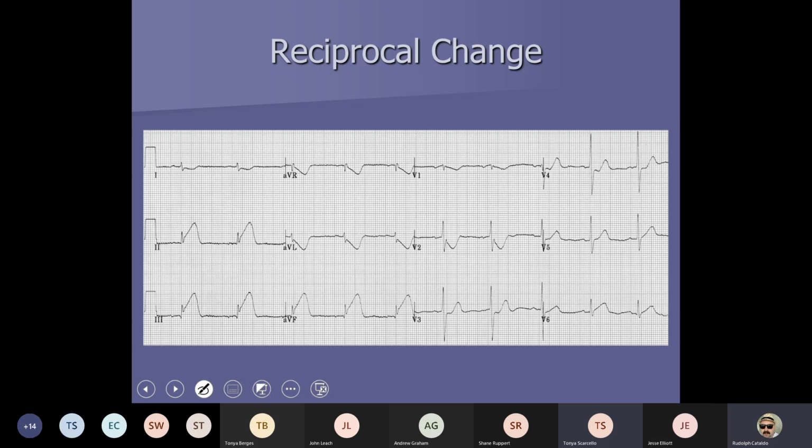Now let's look at my left side for reciprocal changes. Where do I see those reciprocal changes? You have depression in AVL, V2. Okay, AVL, V2, maybe slightly in 1, but not a lot, right? The ones that we really see are AVL and V2. So those are opposite leads. Those look at the left side of the heart.